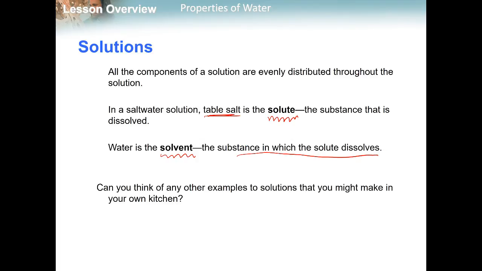So can you think of any other examples of solutions that you might make in your own kitchen? I just mentioned two, Kool-Aid and lemonade. Can you think of anything else?